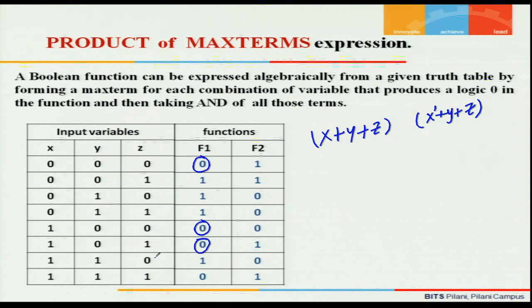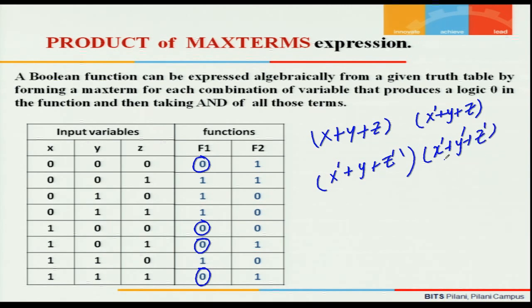Then we have x1, y0, z1, x bar plus y plus z bar. Finally, x, y, z all 1 corresponding to x bar plus y bar plus z bar. There are 4 max terms. If you want to write the function f1, this will be the AND function of these max terms.